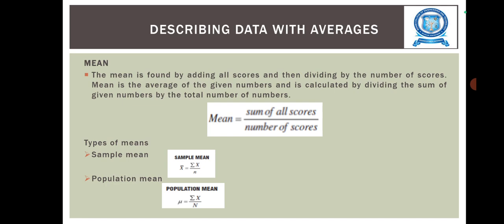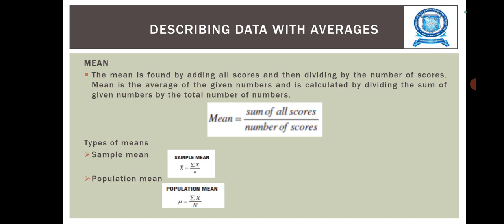Types of mean: sample mean, population mean. Sample mean is a central tendency measure. The arithmetic average is computed using samples or random variables taken from the population. It is evaluated as the sum of all the sample variables divided by the total number of variables. Formula is x bar equal to sigma x divided by n.